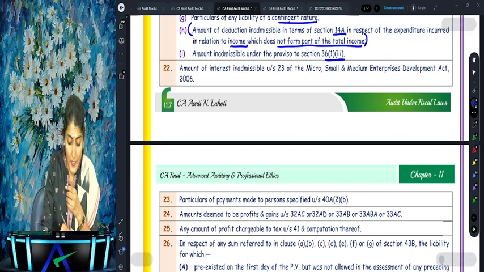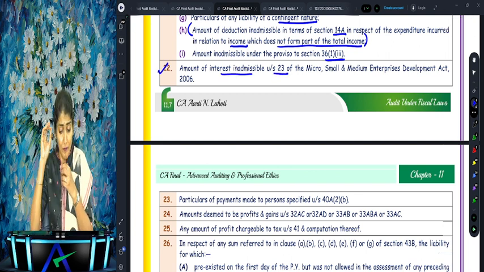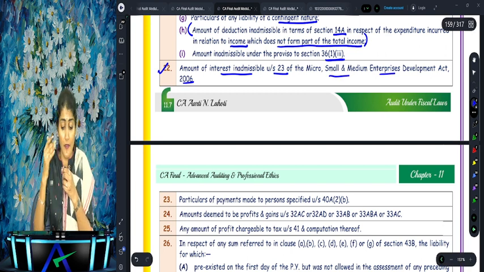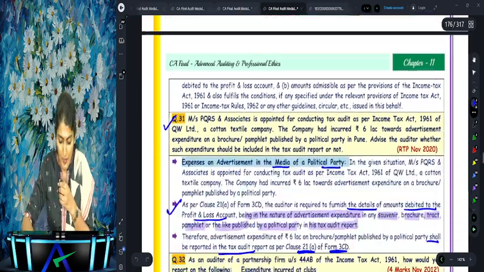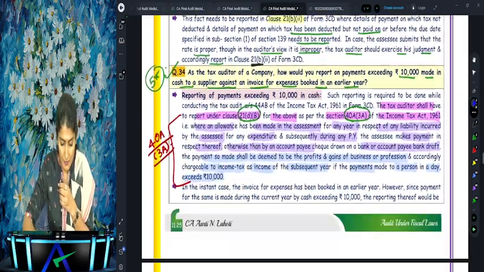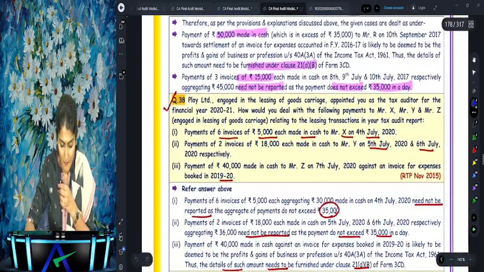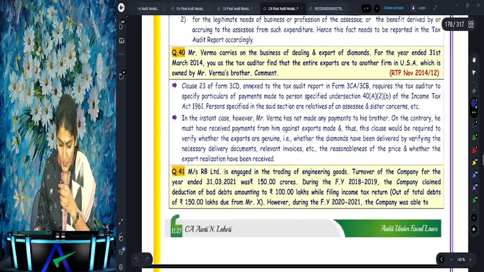Okay. So 22, amount of interest inadmissible under section 23 of the MSMED Act 2006, right? So interest inadmissible under section 23 of the MSMED Act. Okay, so in the question bank, what is the situation so far? Have we completed with 37, 38 also? Yes, now we have the further questions over there.